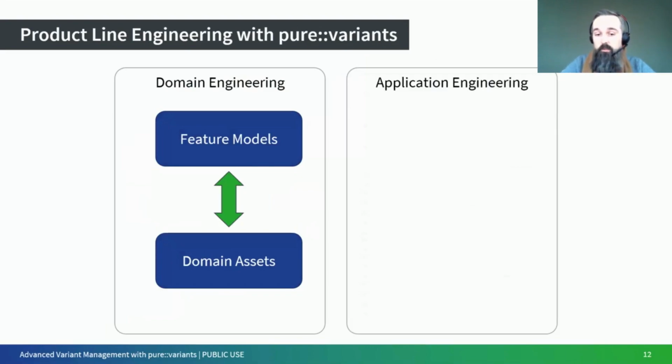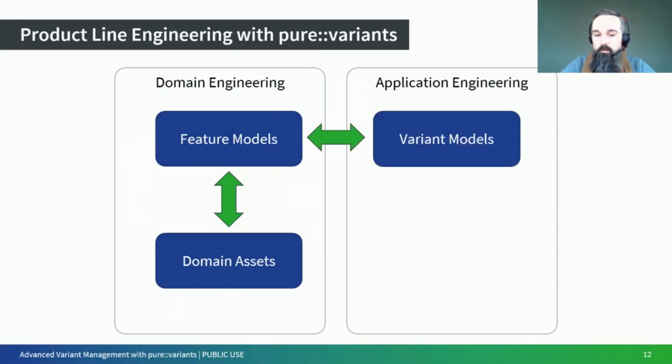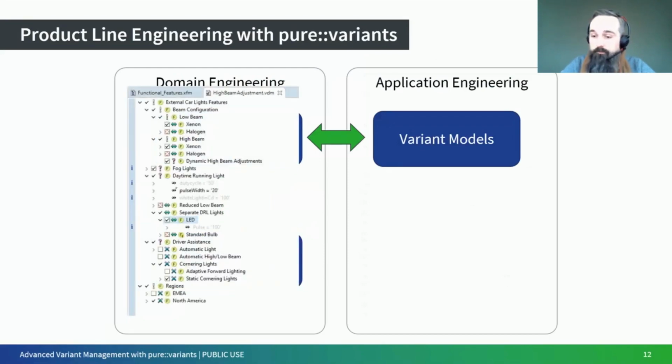In application engineering, you then want to make use of those domain assets in the scope of a single variant. This is done by creating a variant model in Pure Variants for one specific product variant. In the variant model, you can see all the features.